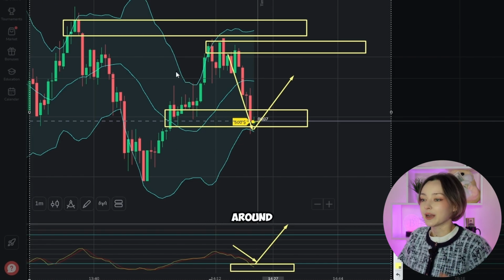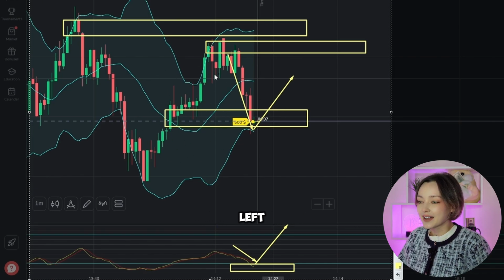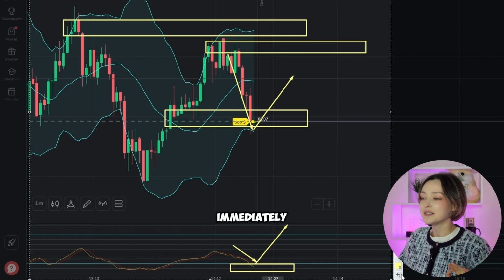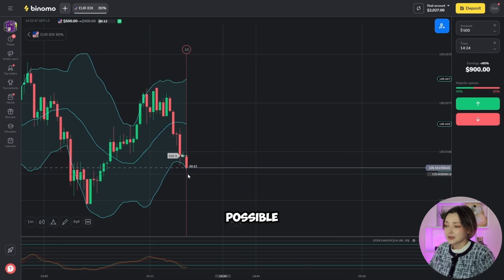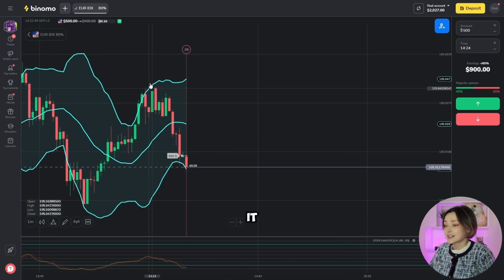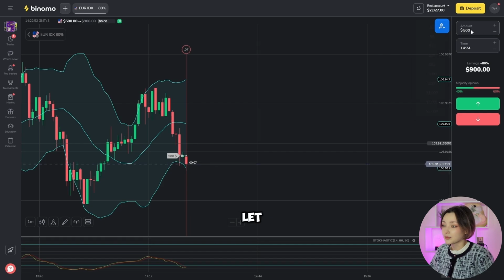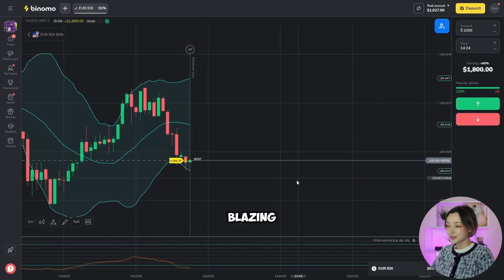So there are still around 10 to 15 seconds left until the end of the trade. I immediately increase the amount of the trade because it's quite possible that this trade will lose. At least it seems so right now. Let me do it. So I'm placing the trade.